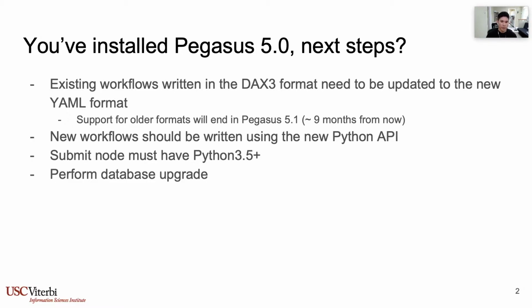New workflows should be written using the new Python API. We do have a Java or R API, but we highly recommend using our Python API. Your submit node is going to need to have at least Python 3.5 and above, and you'll need to perform a simple database upgrade, and we have a command line tool for you to do that. It's really straightforward, and I'll go over that in a few slides.